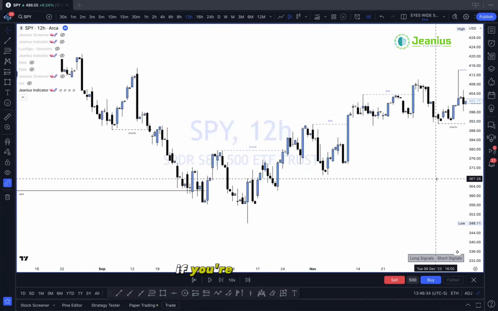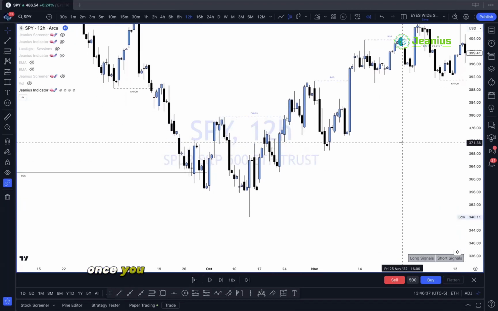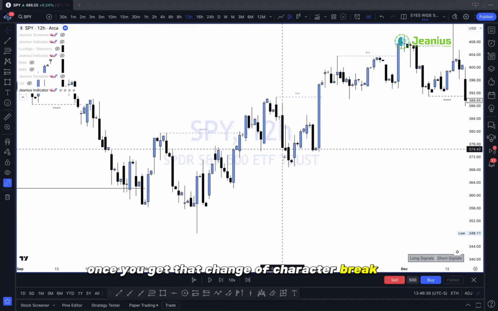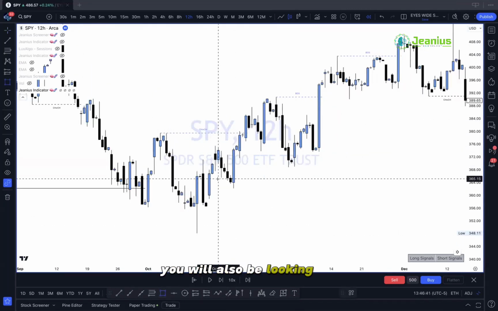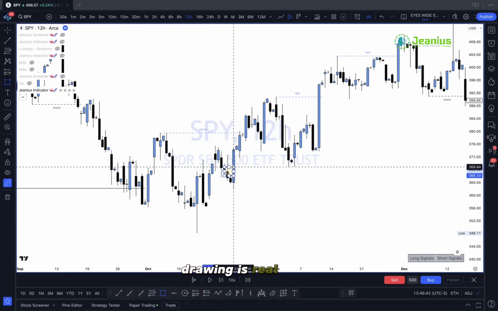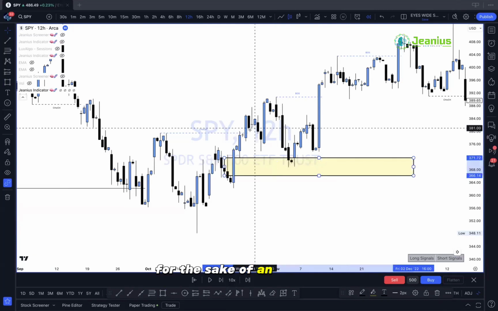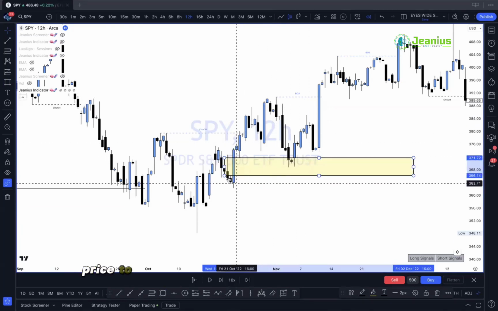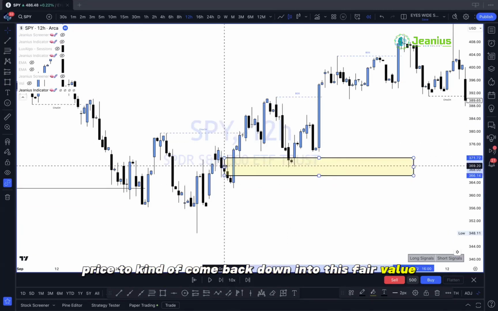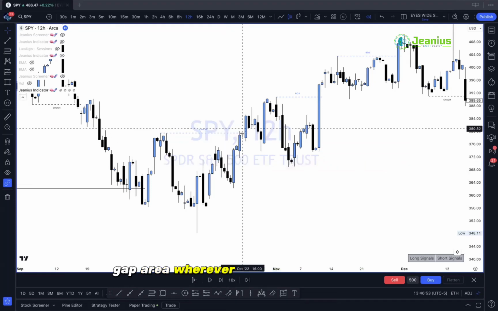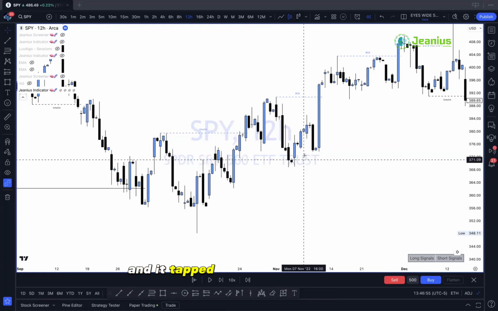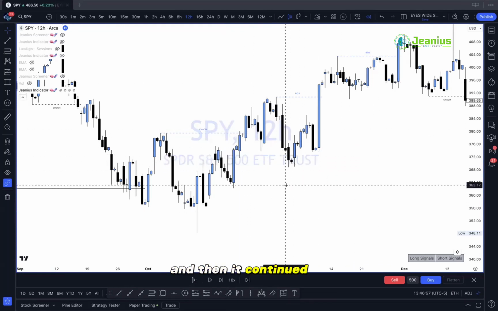And once again, if you're an ICT trader, once you get that change of character break here, you would also be looking for, for the sake of me drawing this real quick, I could have used Jeanius, but I'm just gonna draw it real quick. For the sake of an ICT trader, you wanted price to come back down into this fair value gap area, wherever it left a fair value gap, and it tapped into that fair value gap, and then it continued up.